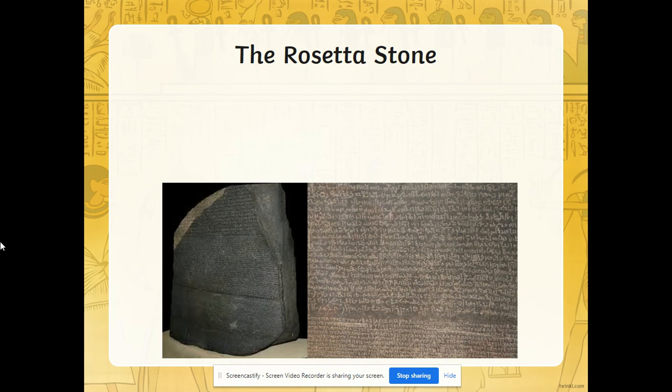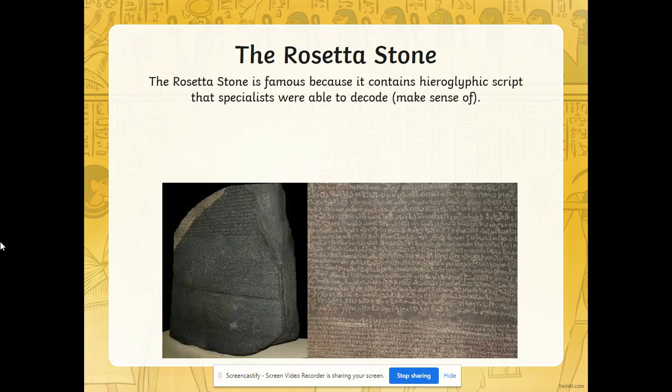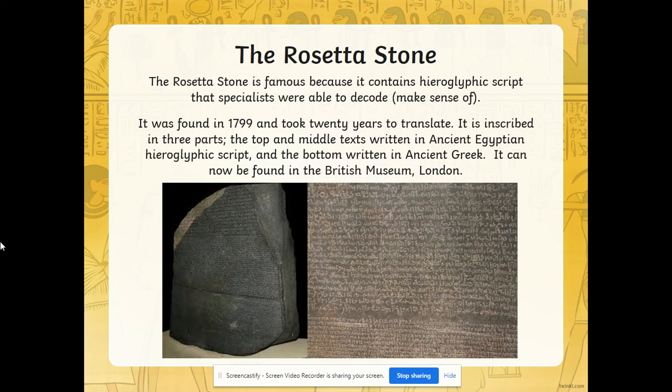So, how on earth did they solve this problem? How on earth did they figure out what these hieroglyphs actually meant? Well, this is it here. What you're looking at is the Rosetta Stone. Now, the Rosetta Stone was found in Egypt, and it's important because it contains hieroglyphic script, but it also had ancient Greek on there.